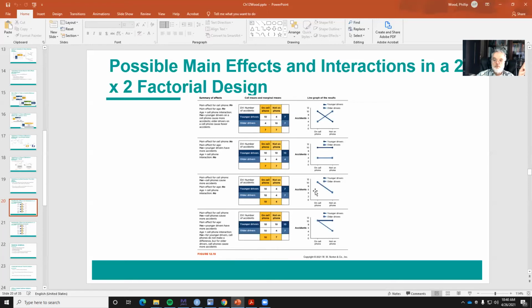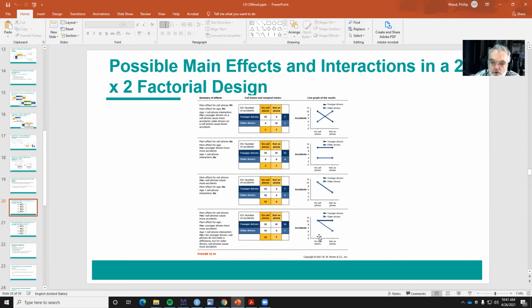And if they're on the phone or not on the phone, there's a main effect. If you're on the cell phone, you're going to have more accidents. But younger drivers and older drivers tend to have about the same accidents in this scenario.